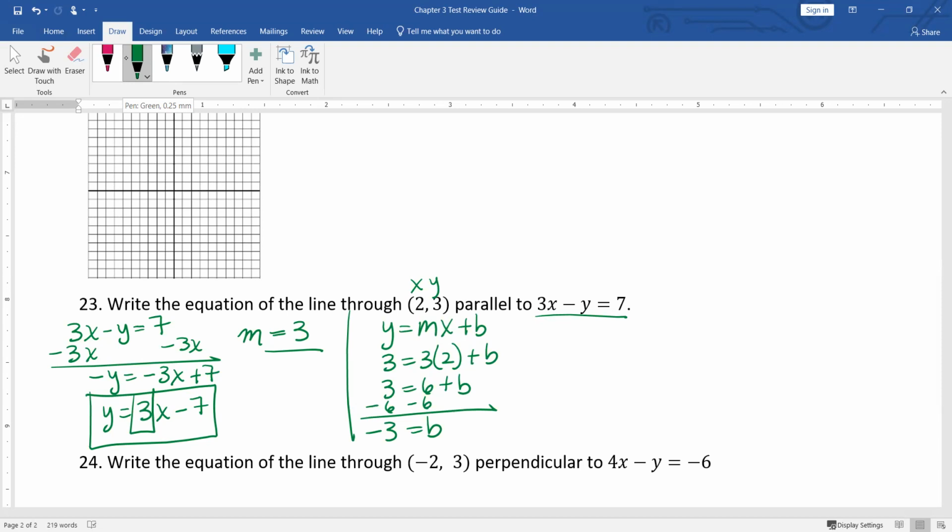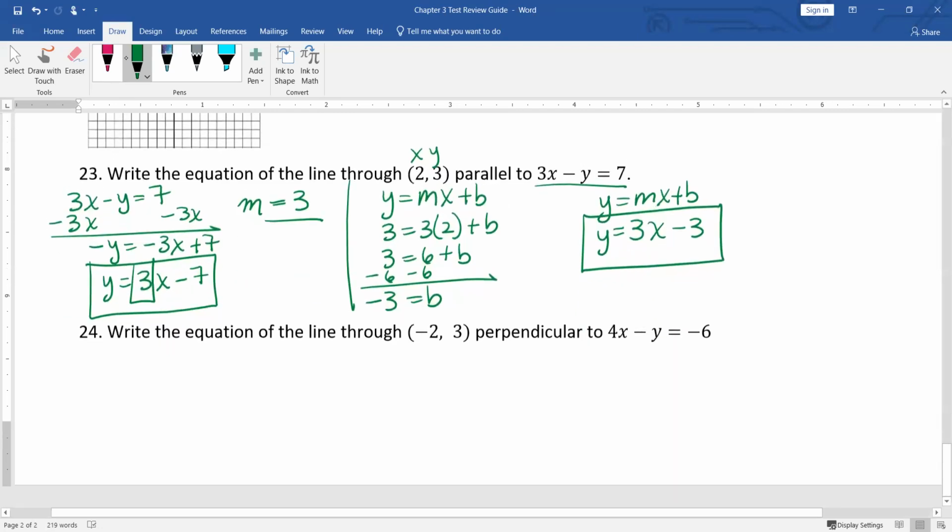So I have my formula y equals mx plus b. I plug in my slope and my y-intercept. y equals 3 times x minus 3. There is the equation of my parallel line.